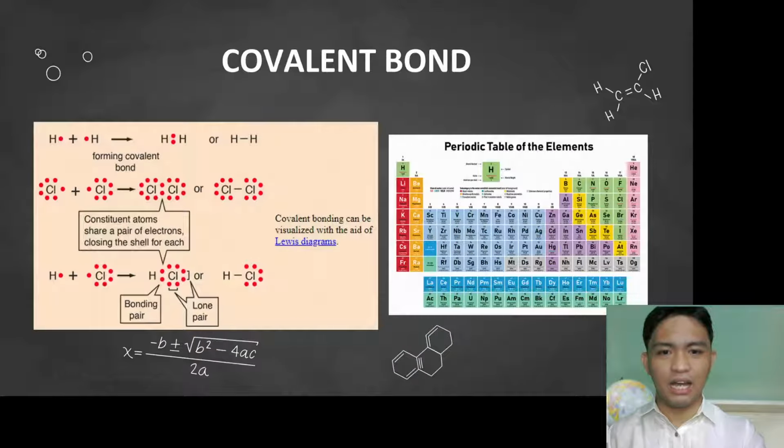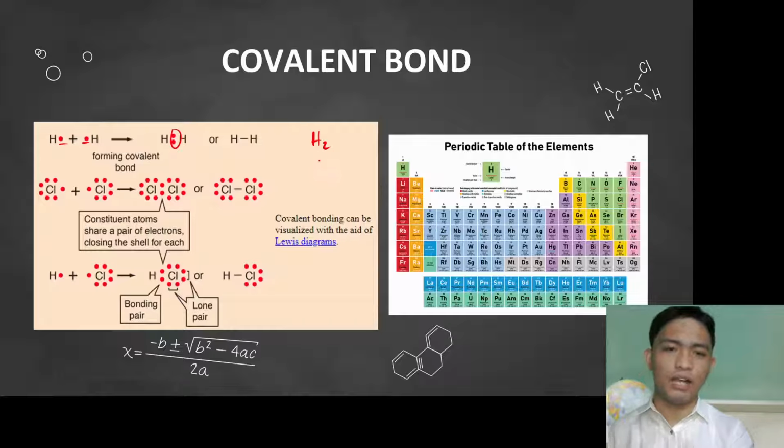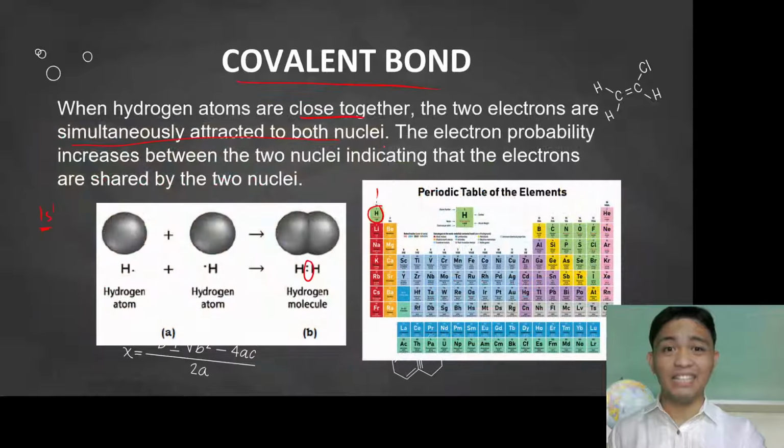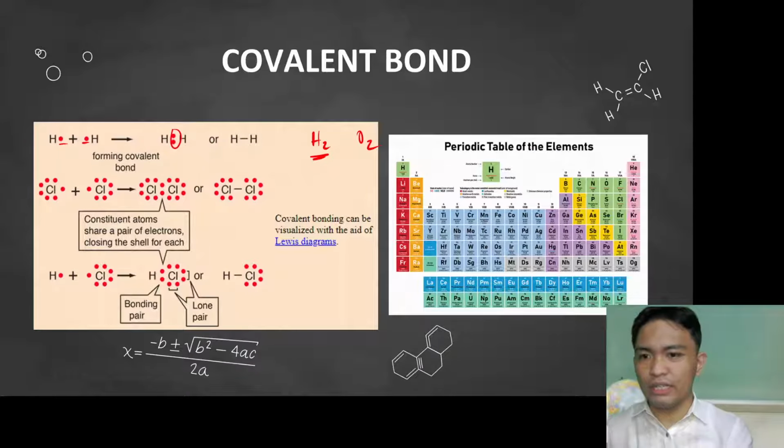So, balik ulit tayo sa Lewis diagram. Meron tayong mga dots ulit representing the valence electron. So, you have 1 electron for hydrogen. You have another electron for another hydrogen atom. So, they share nila yung tig-isa nilang electron, forming your hydrogen molecule. Kasi usually itong hydrogen, it also comes in pair. Same with oxygen. Yung kanina pala ay hindi water, hydrogen lang pala itong ating example dito. Okay? Another would be for chlorine.